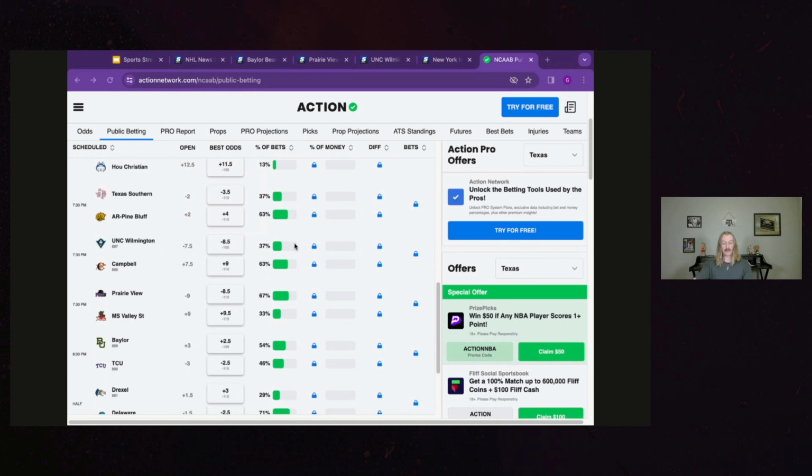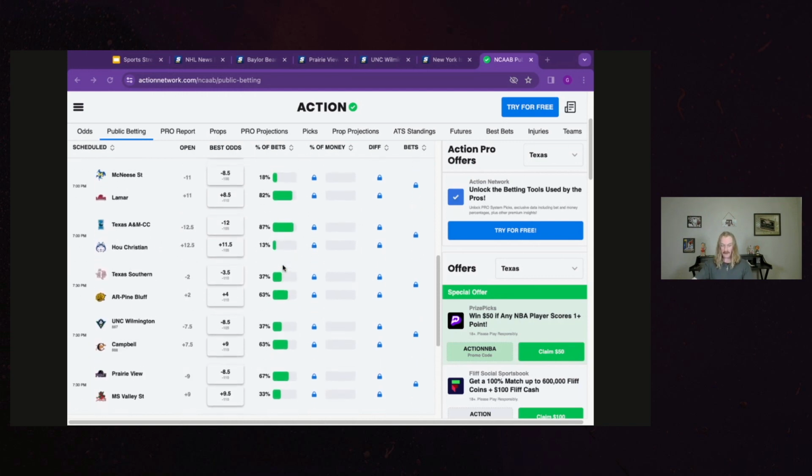And the other beauty of this strategy is that if you're cheap like me, you don't even need to have an Action Network premium subscription or a VSiN Pro subscription to see the percentage of the money. You can just spot these things. And I do. Every single day, I sit down and I scroll through the Action Network and I look very diligently. I say, did the line move? If it did, I say, what's the bet split?